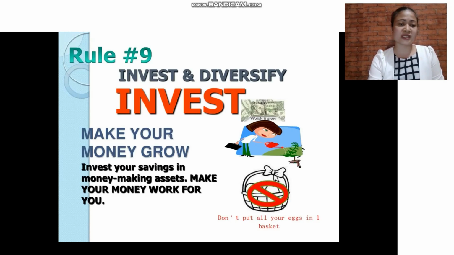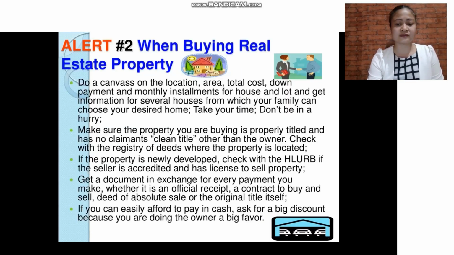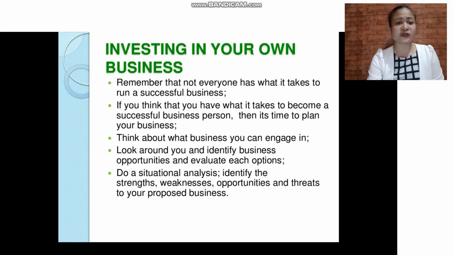Invest and diversify. Invest. Make your money grow. Invest your savings in money-making assets. So take a risk in making your money grow, in investing. When buying real estate property, do a canvass on the location first, the area, the total cost. Make sure the property you're buying is properly titled and has no claimants. It means a clean title other than the owner. Get a legal document to be sure that this is legit.